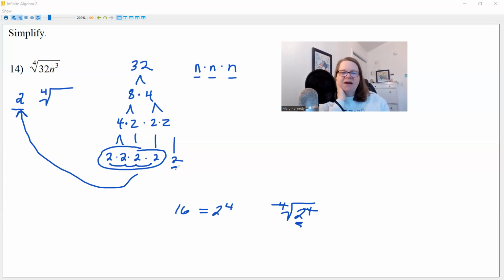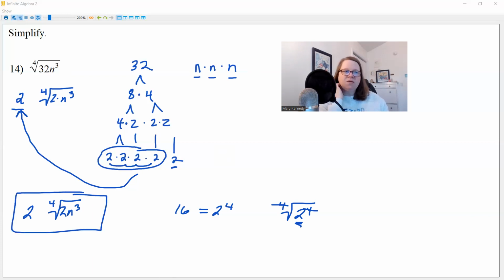And then underneath the radical is everything that didn't have a group of 4's that it could come out. You know, it's got to be grouped in 4's. And so there's a 2 left. And then there's all 3 of those n's, which is n cubed. And so our final answer would just be 2 times the fourth root of 2n cubed. That's our final answer there. That is considered simplified from the original to this final answer.